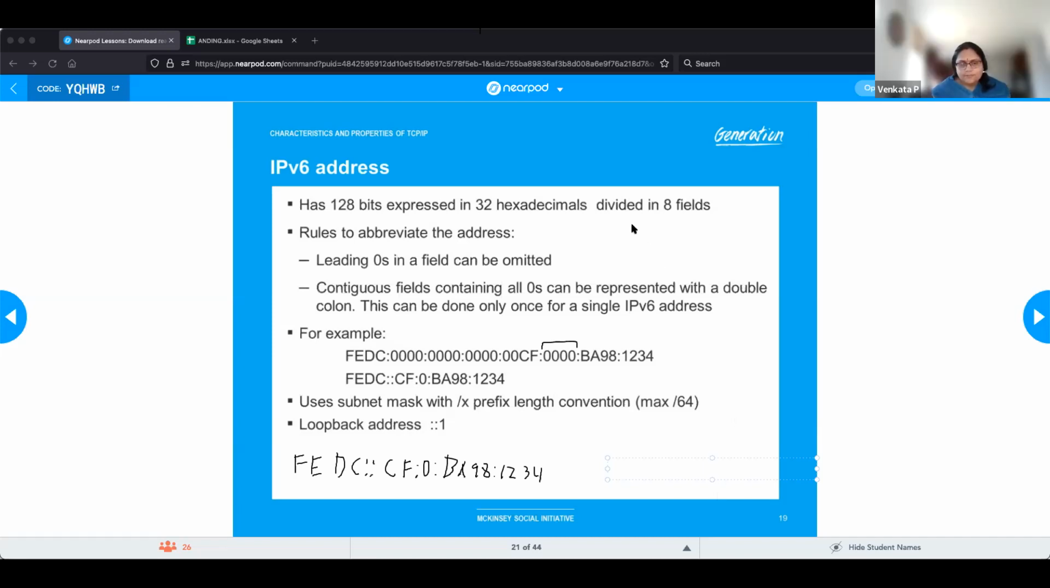Okay. So you looked and saw what was missing. We're supposed to have 8 fields. We only have 5, but we have the double colons. That means in that double colon, there are 3 fields, each with 4 zeros.